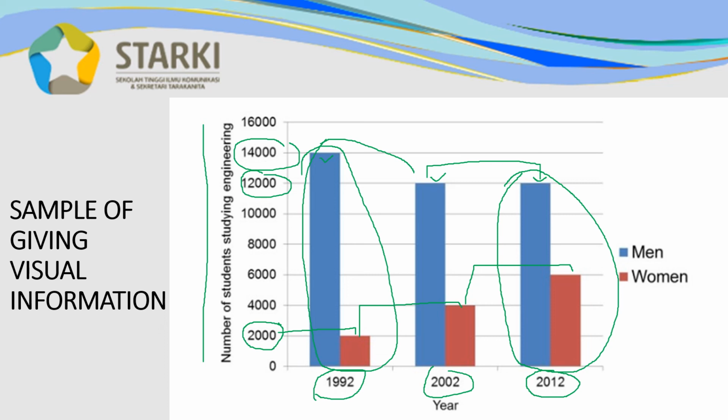Alright, so that's the sample of giving visual information. We are trying to give a clear idea about the graph. Because this is about numbers, you can see the similarities and the differences. You may also do comparison and conclusion.